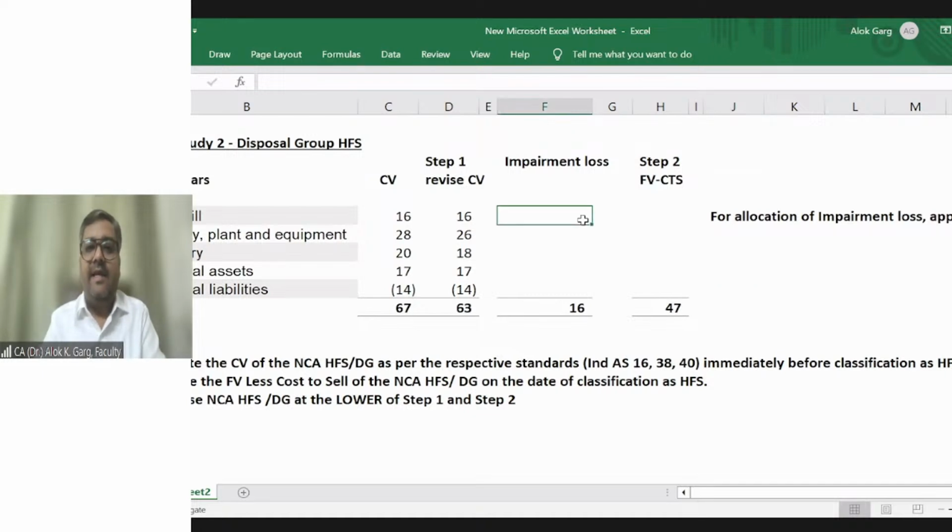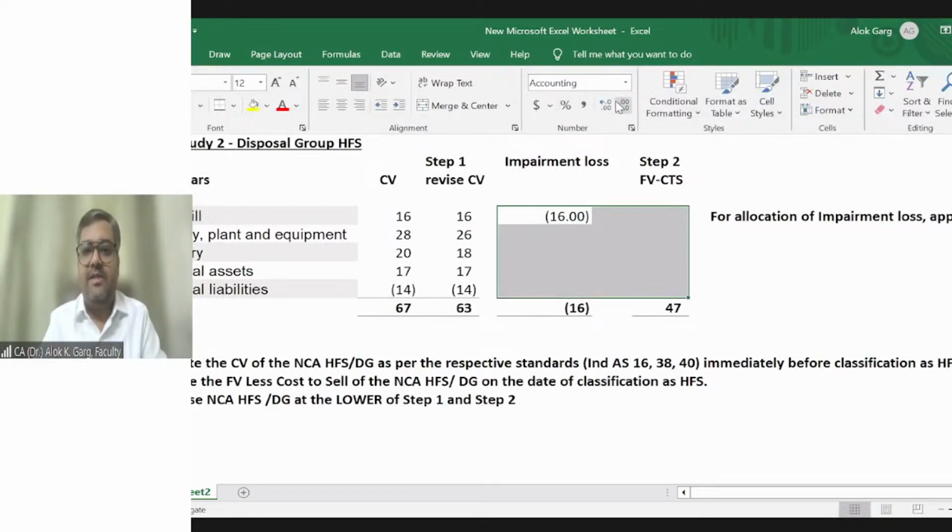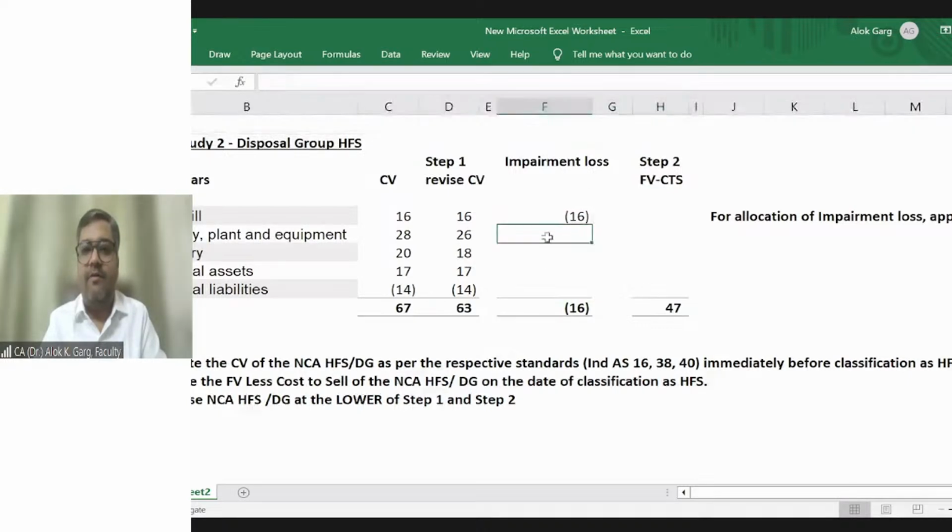Neha is saying, sir, while allocating the impairment loss, first of all, we need to adjust the goodwill. So you are saying I should adjust the goodwill. Let me put the goodwill here. Goodwill is 16 million, because 16 million is the impairment loss and 16 million is the goodwill. So we have completely adjusted the goodwill, and my goodwill will become zero.